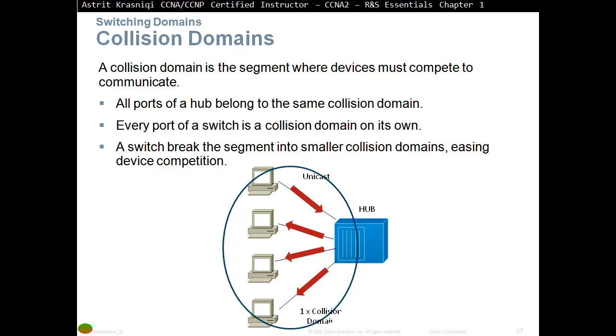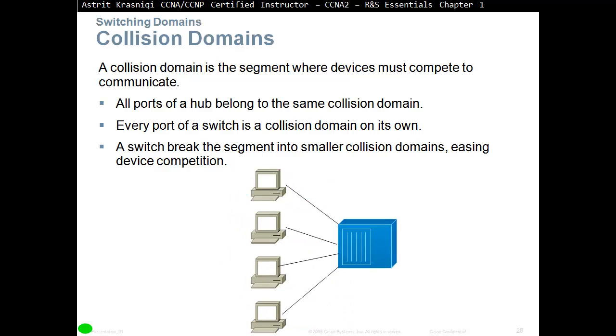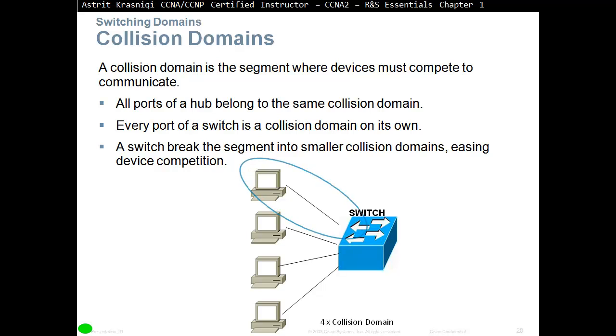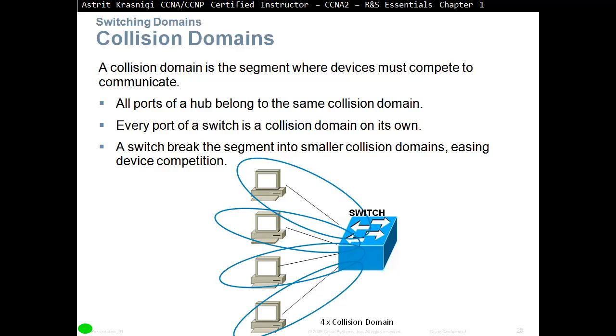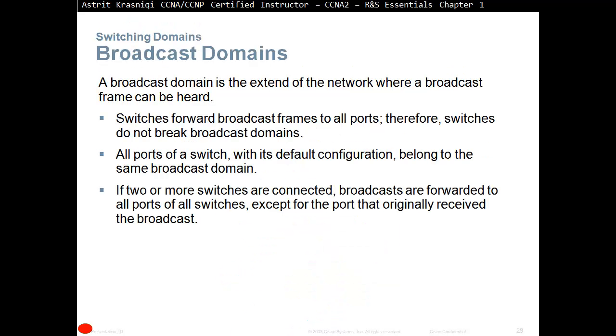Switch. If we change this hub to a switch, now if we replace our hub with a switch, the devices don't have to compete for the communication. The switch will break that collision domain into smaller collision domains. So every active port on a switch is its own collision domain. Now the devices don't have to compete. They can just start sending and receiving data as they wish. So in here we have 4 active ports on the switch. That's 4 collision domains.